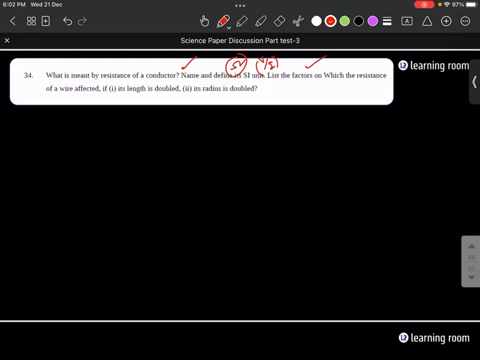List the factors on which the resistance of the wire is affected. If the length is doubled, resistance will become 4 times. If its radius is doubled, resistance will become 1 by 4 times.